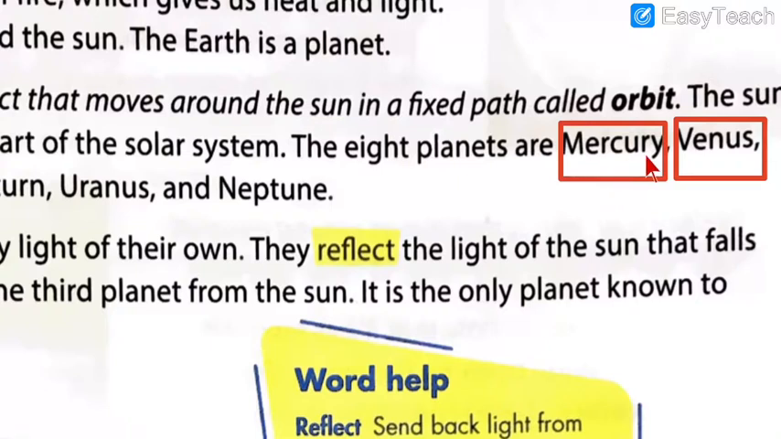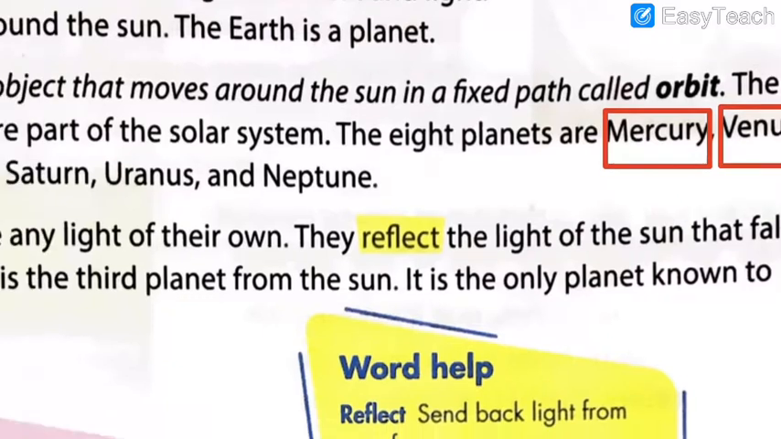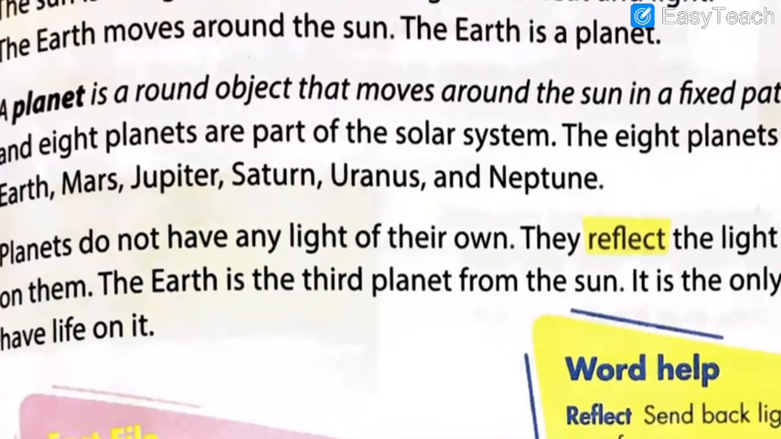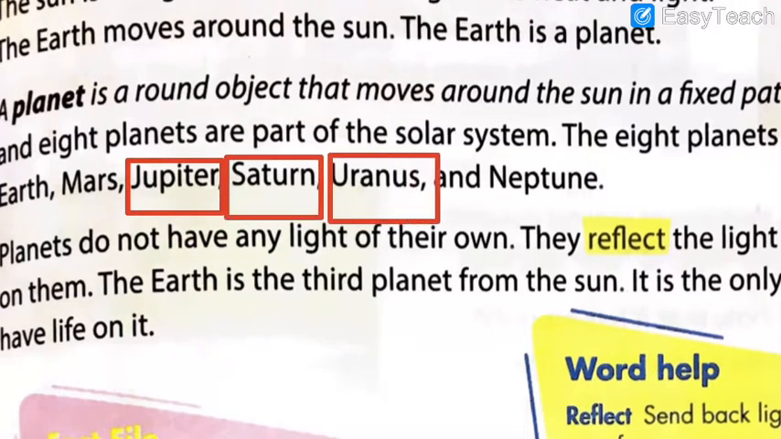M-E-R-C-U-R-Y, Mercury. And then next is Venus. So Mercury will be the second, Venus will be the third hard word because first was orbit. Mercury and Venus. I hope you are writing it down. Now the next hard words are Jupiter, Saturn, Uranus and Neptune. Yes, these all 4 are the hard words in this line. You have to note it down.